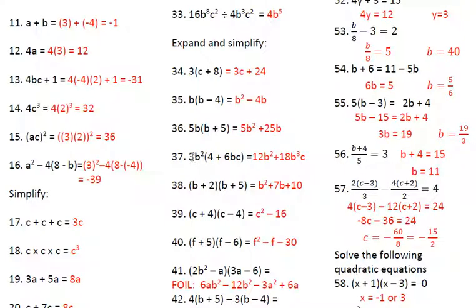Next bit over here, 3b squared times 4, multiply the coefficients, 3 times 4 is 12, and then b squared, so you write down b squared. And then 3b squared, you've got a plus in there of course, 3b squared times 6bc, a little bit complicated. Well, first coefficients, the 3 times the 6 will give us the 18.